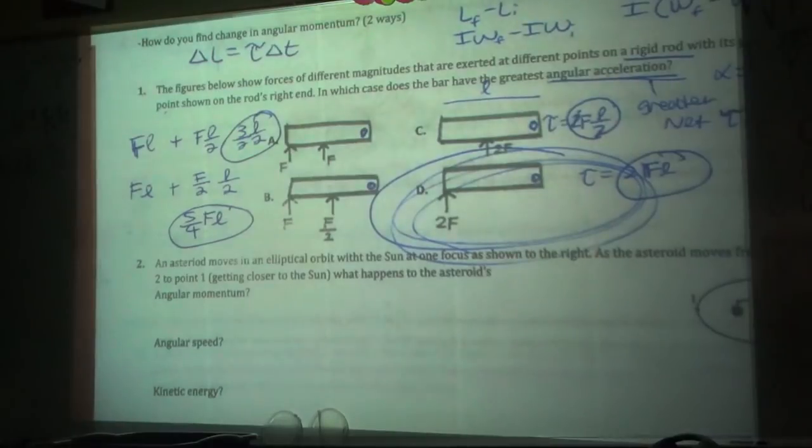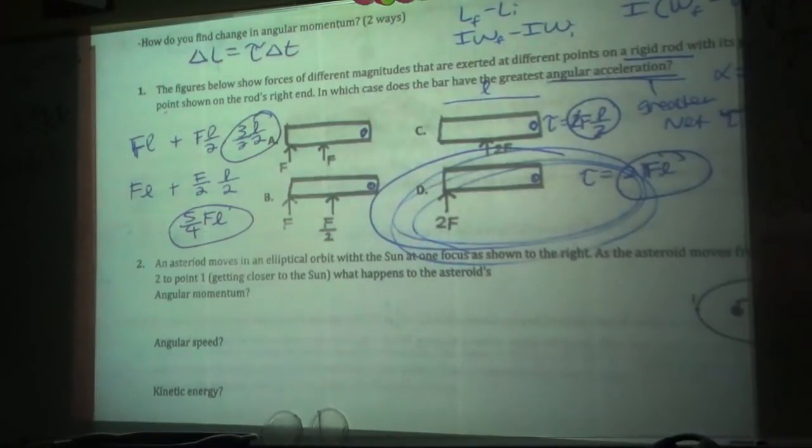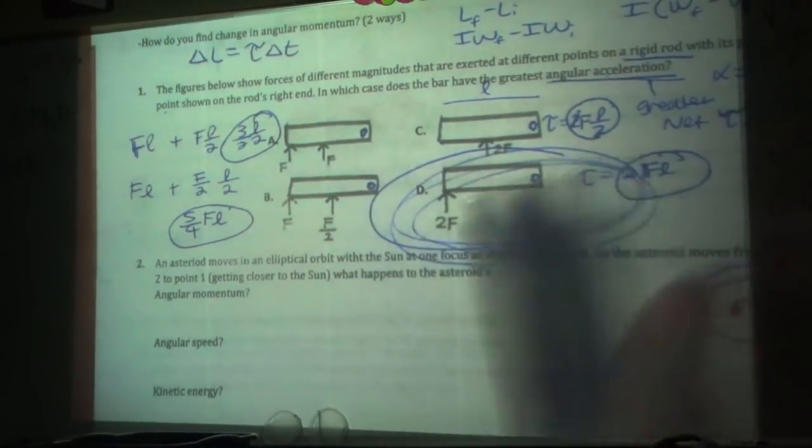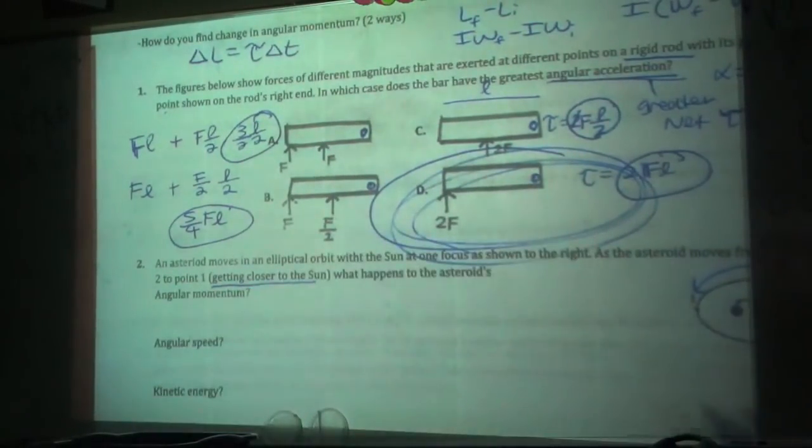Right, number 2. An asteroid moves in an elliptical orbit with the sun at one focus, as shown to the right. As the asteroid moves from point 2 to point 1, so let's say it's going around counterclockwise, that's just saying it's getting closer to the sun. What happens to the asteroid's angular momentum?